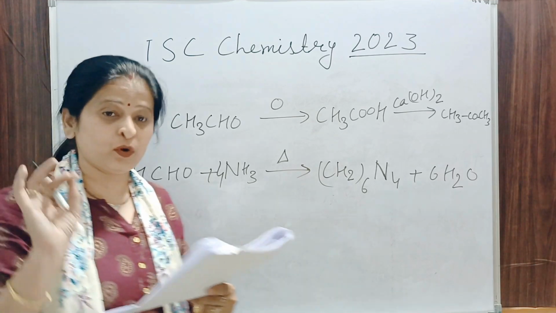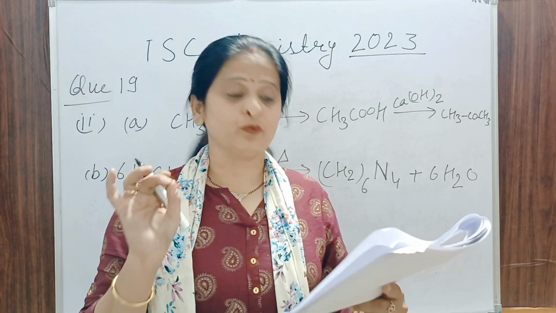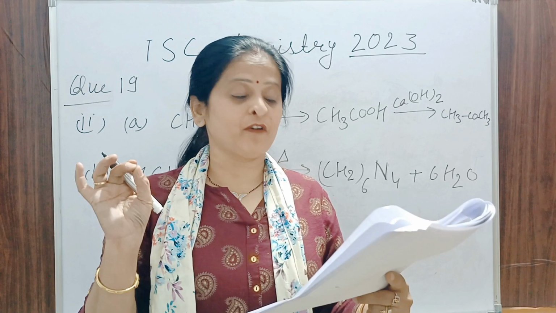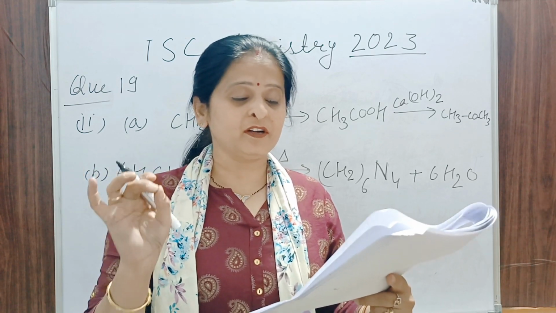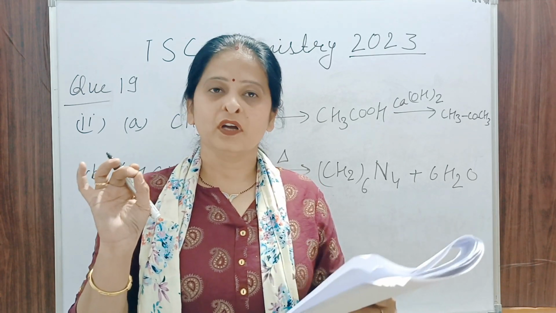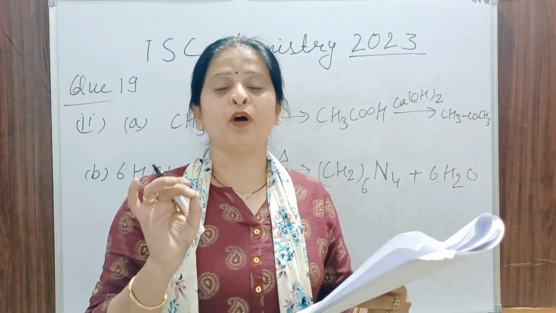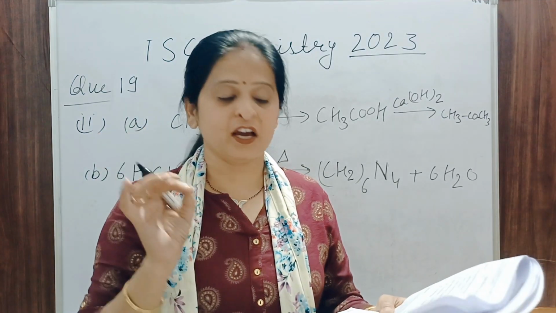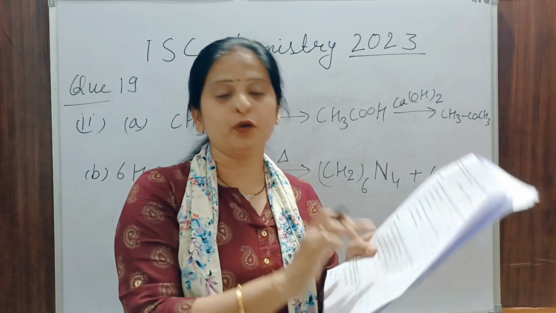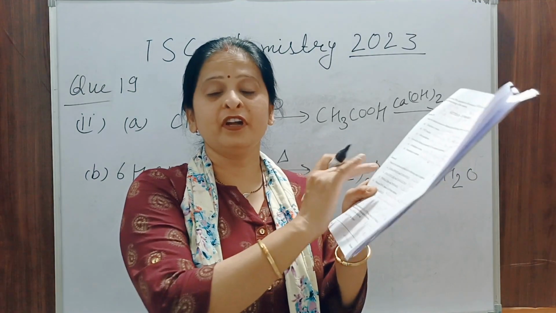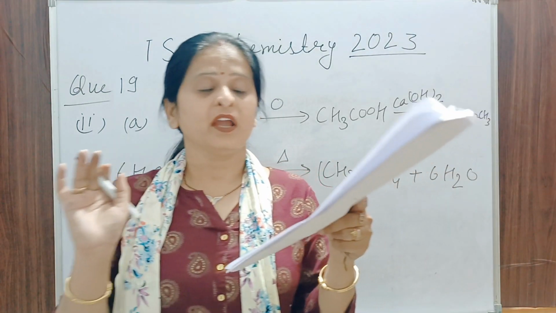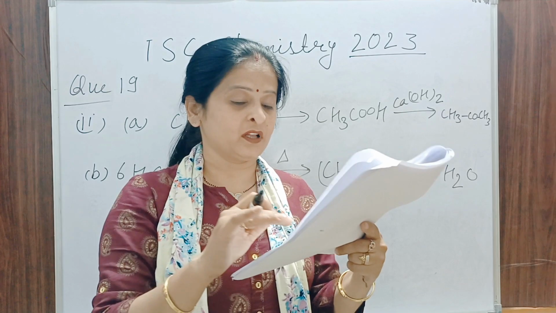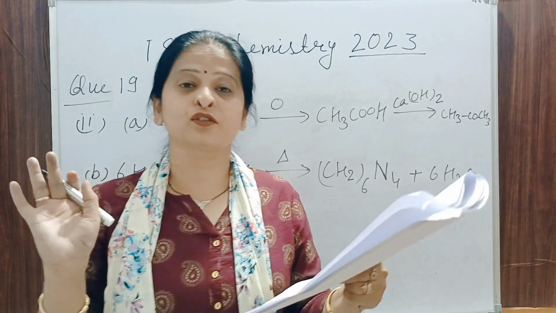Then question number 20. Name the type of isomerism exhibited by the following pair of compounds. The first compound shows linkage isomerism, because ONO and NO2, different ligands, are there. So that will be linkage isomerism.